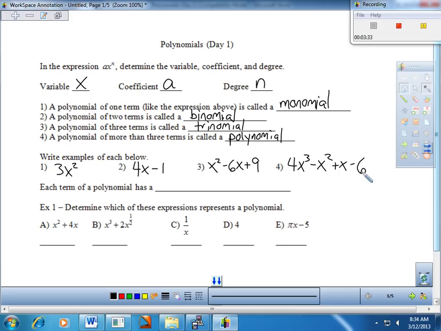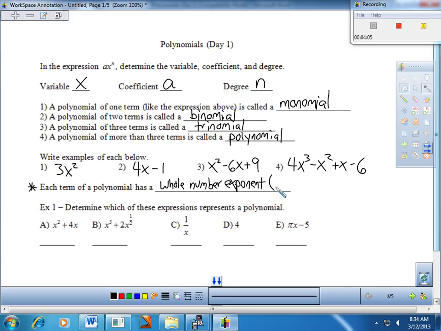Nice. Now what we want to do is be able to distinguish polynomials from all the other families of expressions that we're going to be working on. And so let's go ahead and put this piece in. As a matter of fact, maybe a little asterisk right there. Each term of a polynomial has a, and here we go everyone, let's write this piece in, a whole number exponent or a whole number degree.